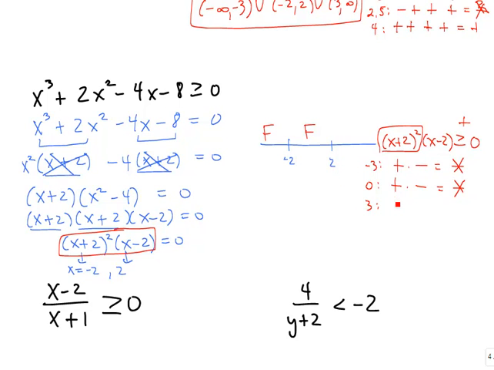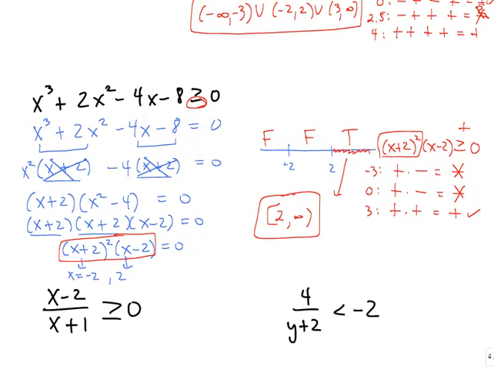The last interval, pick something bigger than 2, so maybe 3. This first factor is plus, and 3 minus 2 is a plus, so a plus times a plus stays plus, and that's what we want. So that interval is true. So our solution is this inequality on the end, which is going to give me the interval 2 to infinity. We had an equal bar in our inequality, so I get to use a bracket. And here's my solution. Okay?